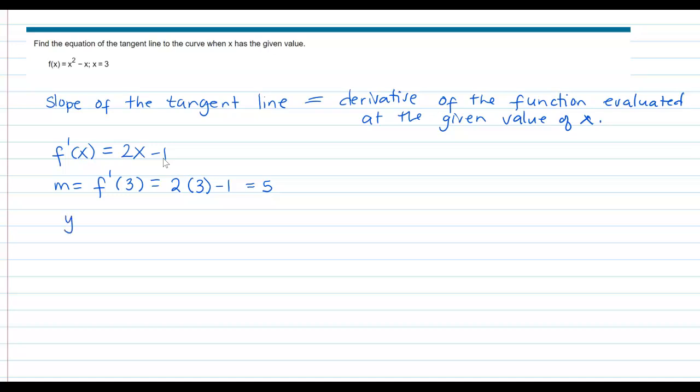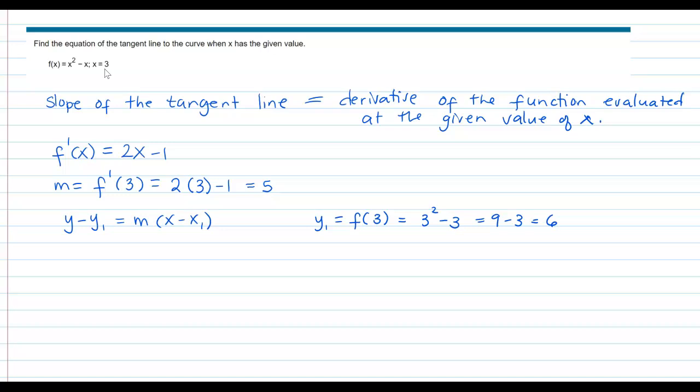Now, we will use the point slope form. Y minus y sub 1 is equal to m times x minus x sub 1. But we only have x here. We still need to find our y sub 1 or our y value. So to do that, to get your y sub 1, you're just going to evaluate your function at the given value of x. So this is just f at 3. So you have 3 squared minus 3. 3 squared is 9. Minus 3 is 6. So y sub 1 is 6.